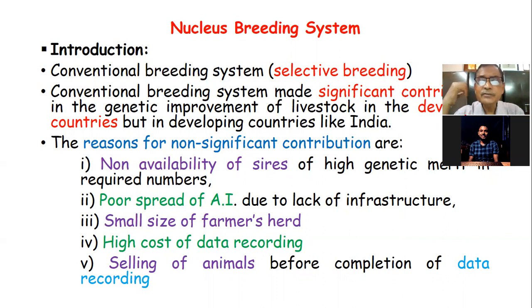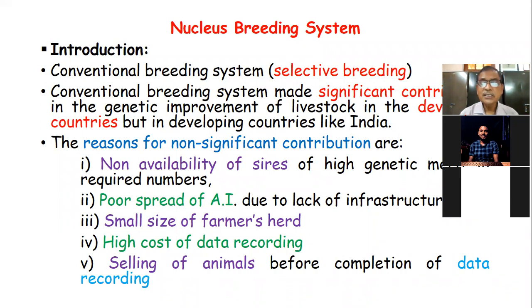The reasons for the non-significant contribution are, first, non-availability of sires of high genetic merit. For improvement of any breed, there is a requirement of male and female, but the importance of the male is much more than the female, as I have said. The sire is called the half of the herd. One sire is sufficient to cover all the cows in a herd. Even if there are 100 cows of a particular breed, one sire is sufficient to cover all the 100 cows. That is the importance of the sire.